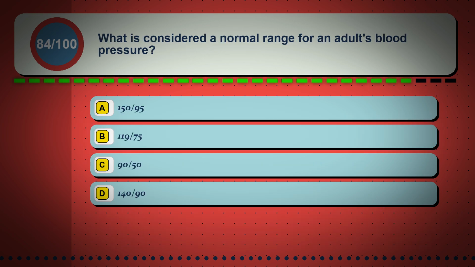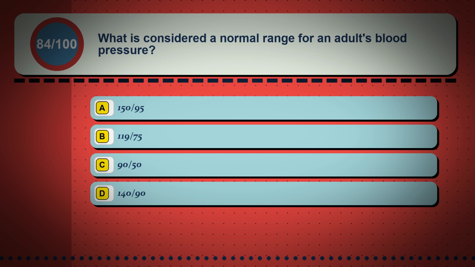Question 84. What is considered a normal range for an adult's blood pressure? Option A 150/95. Option B 119/75. Option C 90/50. Option D 140/90.